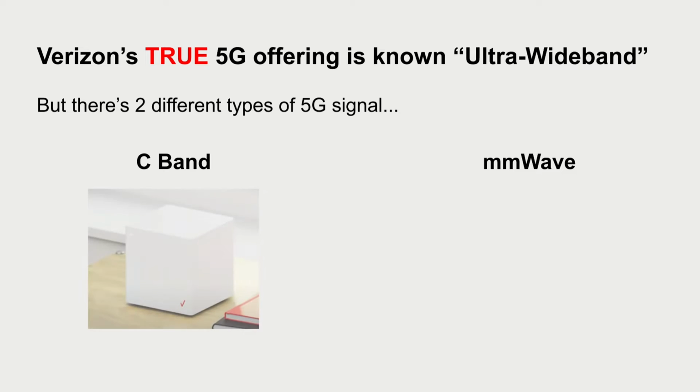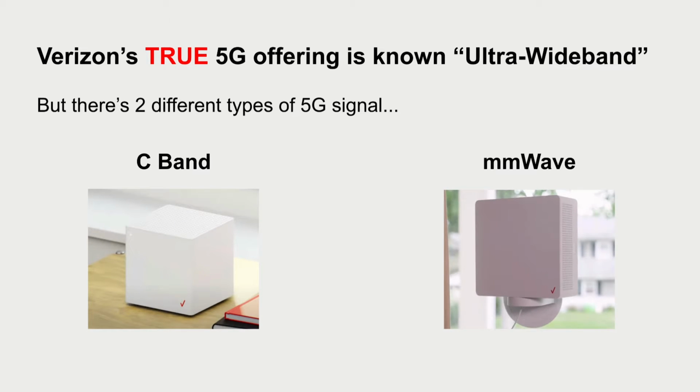And for illustration, I'm going to show you their home internet gateways. They're different products, and they each only support one type or the other. And there's a difference with each kind. C-band travels much further, but it's slower speeds, up to 300 meg on their home internet products. But millimeter wave, much shorter range, but much faster speeds.